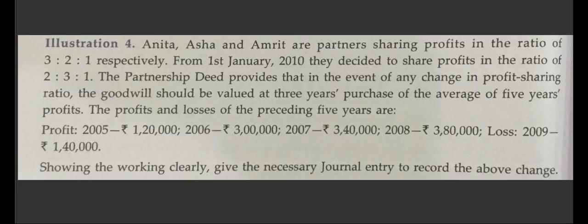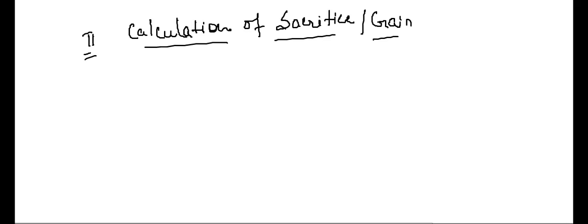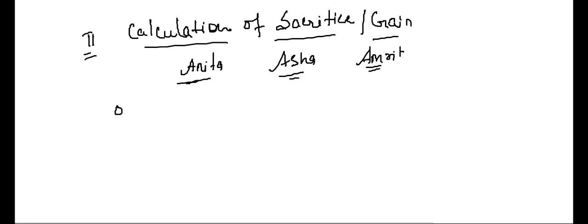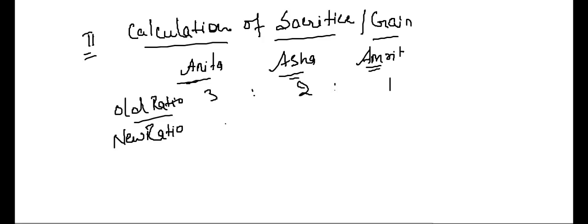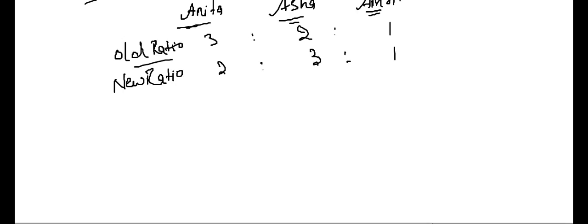First of all, I will write down all the 3 partners: Anita, Asha and Amrit. What is their old ratio? Old ratio is 3:2:1. And what is the new ratio? New ratio is 2:3:1. Clear? Now we'll calculate the sacrifice or gain.